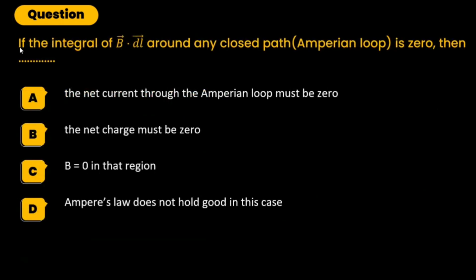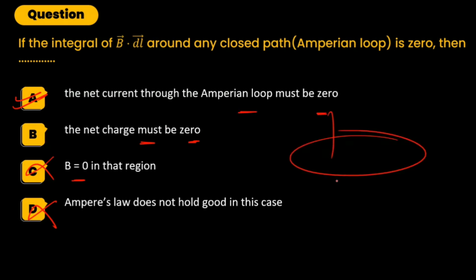If the integral of B dot dl around any closed loop or Amperian loop is 0, then net current through the Amperian loop must be 0, net charge must be 0, B in that region should be 0, or Ampere's law doesn't hold good in this case. So this is obviously very wrong, because Ampere's law holds everywhere, so it cannot be wrong. Magnetic field is 0 in that region? That is also not possible, because if there is a current carrying element, there must be some magnetic field. Net charge must be 0? Again, that is also not the case, because if net charge is 0, then we can say that there is no current. So the correct answer is the net current through the Amperian loop, which is 0.